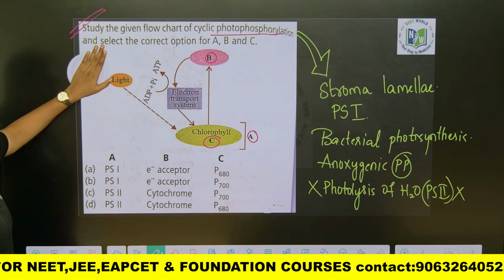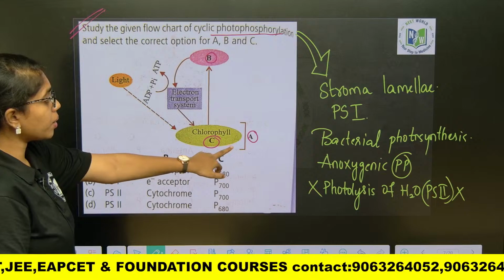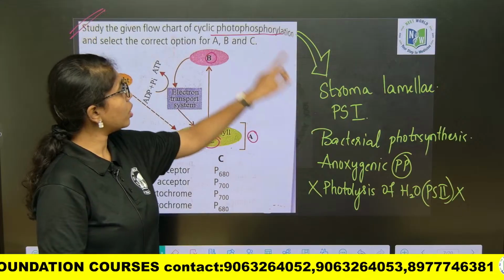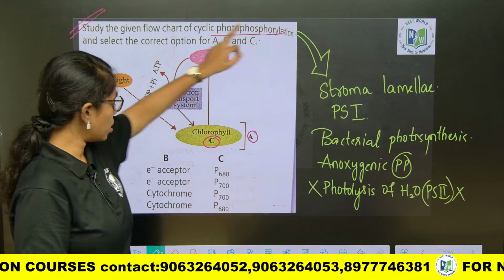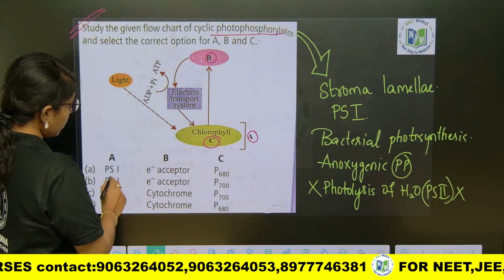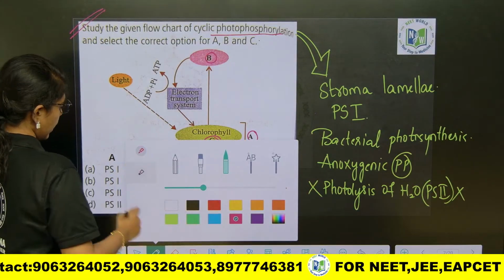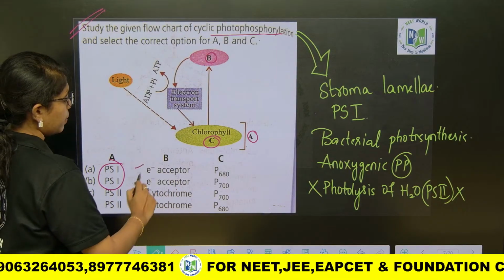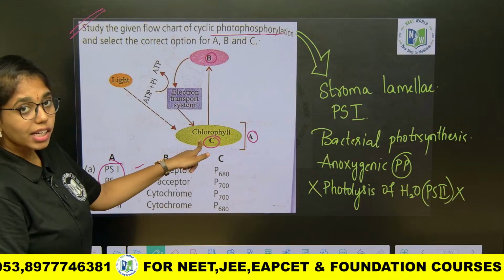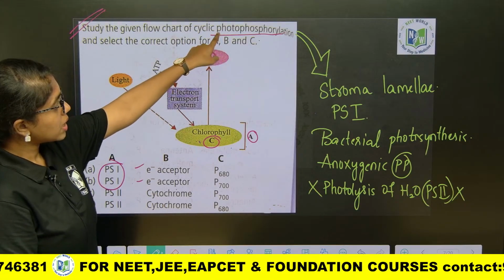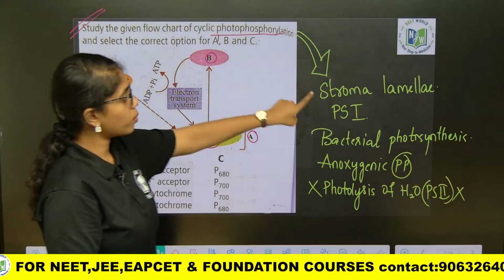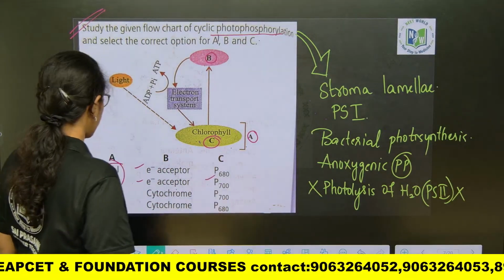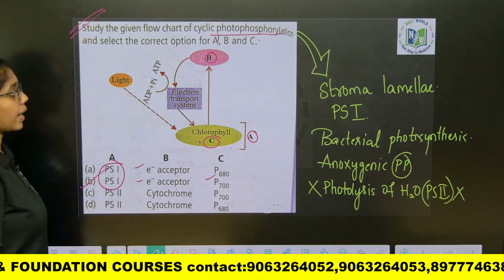Look into this question once again. A will be PS1 only, because only photosystem 1 is present in the stroma lamellae, and that conducts cyclic photophosphorylation. A is PS1. B is the electron acceptor. The reaction center, when it is cyclic photophosphorylation and only PS1 is present, is P700. So, C is P700. B will be the correct answer.